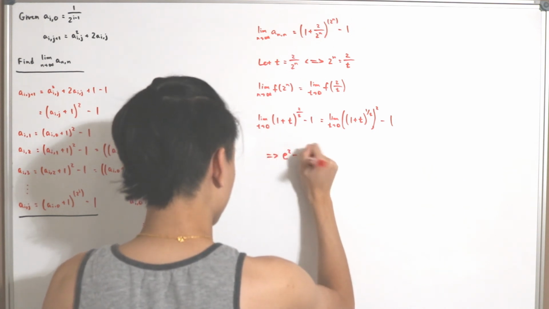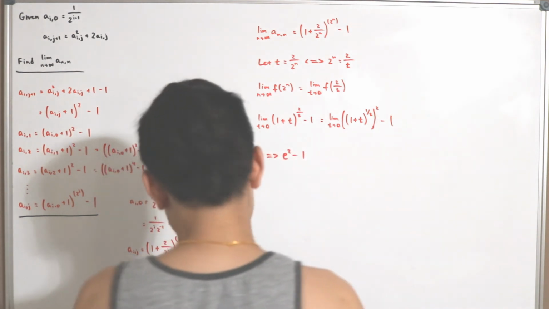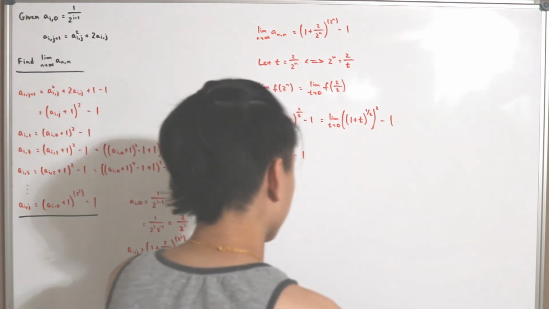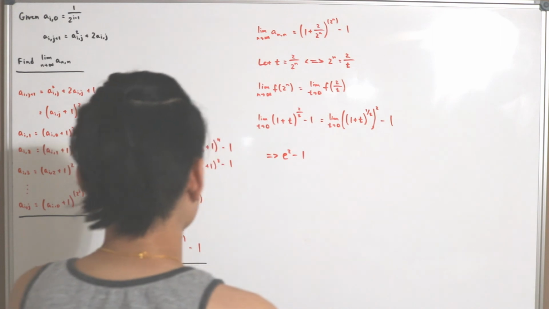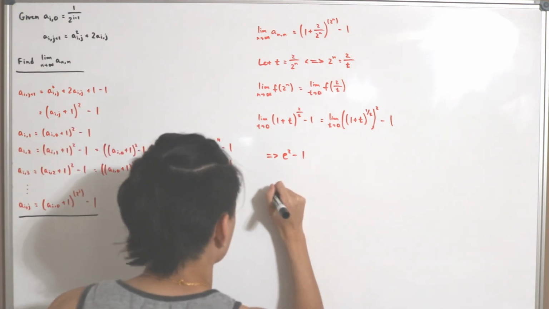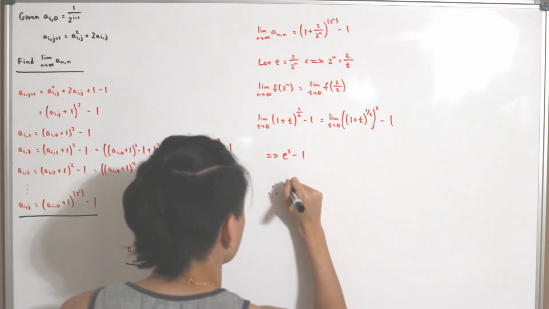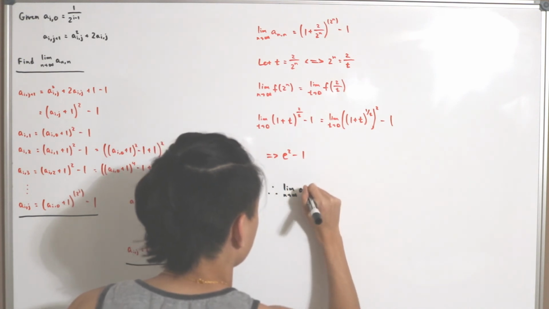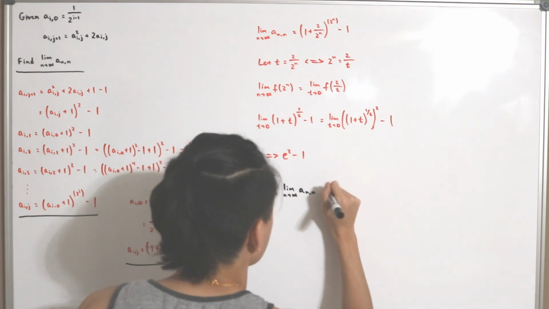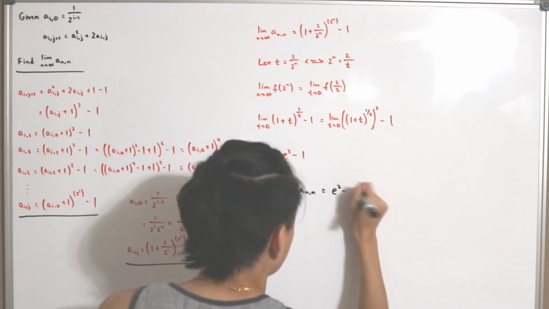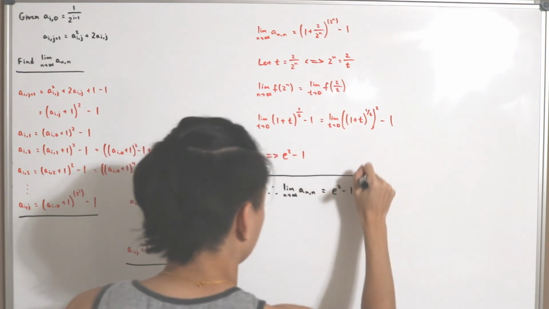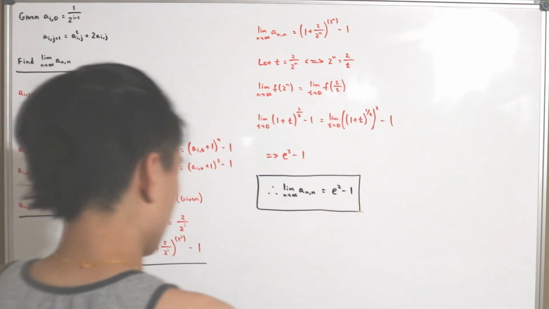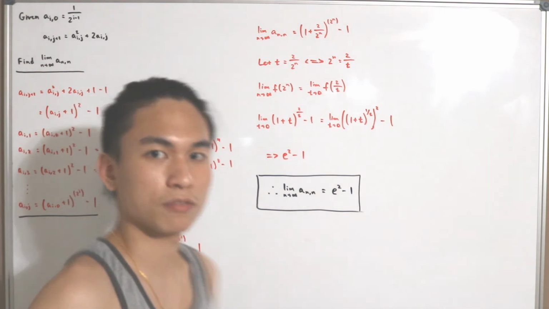Okay, so therefore we have found our answer, and let me write the conclusion one more time. Therefore, the limit as n approaches infinity of a sub n comma n is equal to e squared minus 1. Like so. Cool. That's a pretty cool limit for sequences, right?